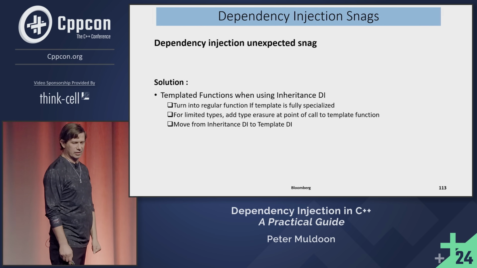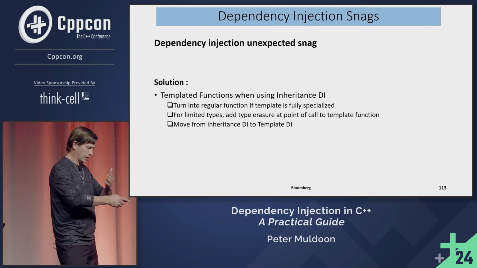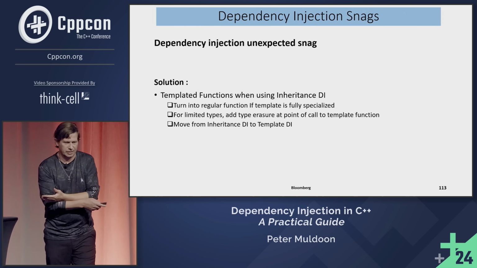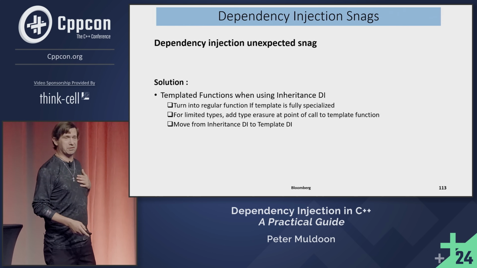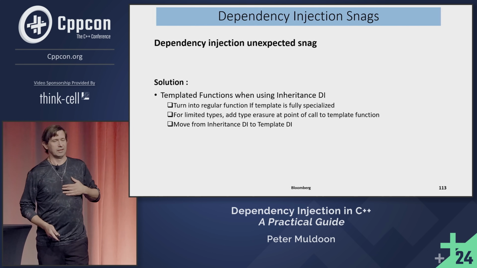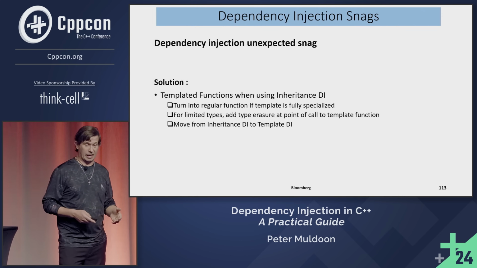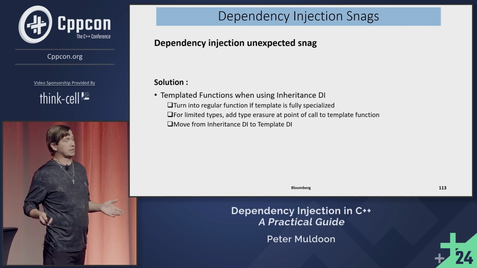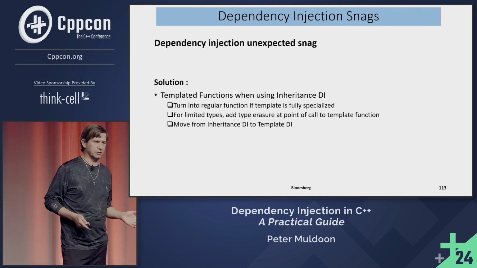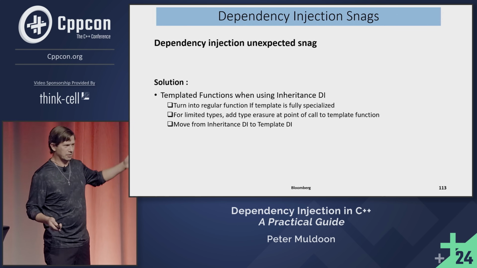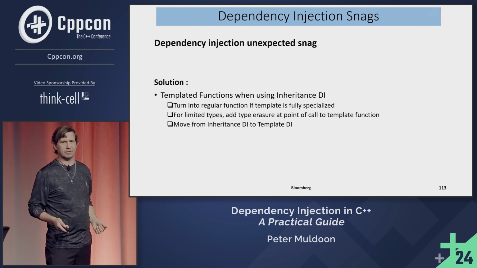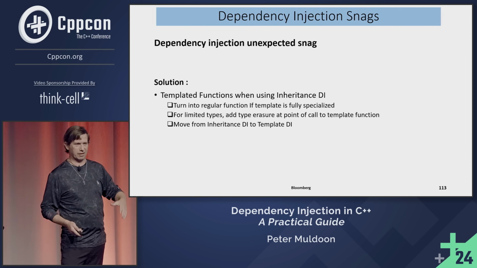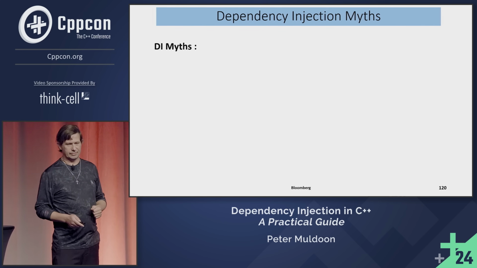So what do you do for something like this where you have virtual and templating crossing over? Well, you can turn it into a regular function if you're extremely lucky, like I was. You can do it for limited types. You can add type erasure. Or at the end of it, you just move over to template DI. That's what you've got to do. And it shouldn't be too bad because you've been forced that way anyway. There's templates all the way down to you now, so you just have to put your templating in.